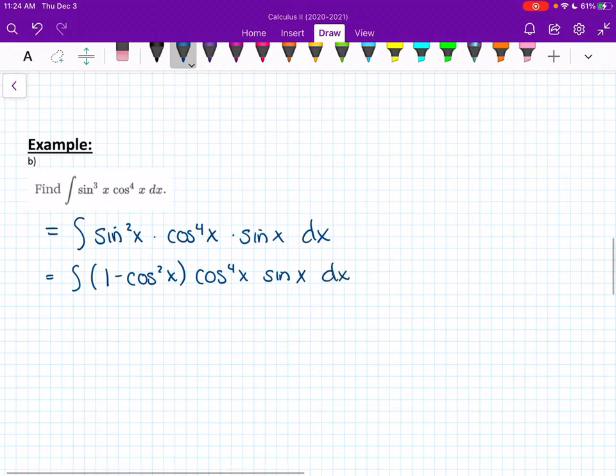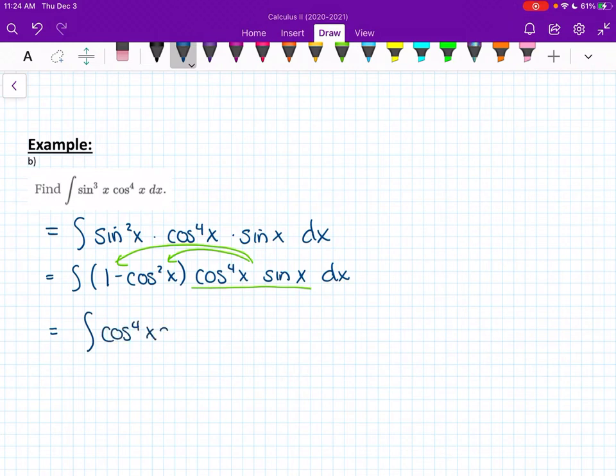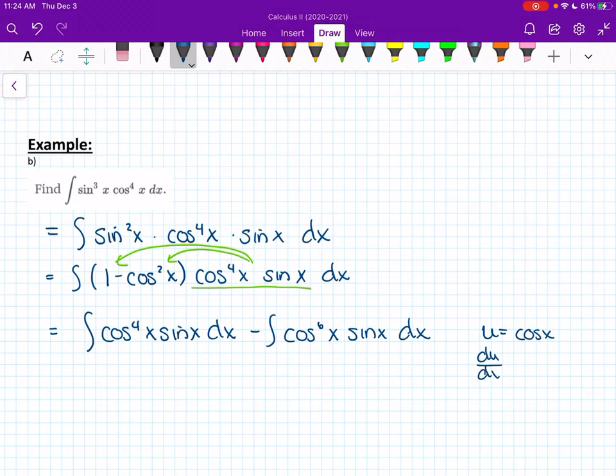Then the next thing I'm going to do is distribute all of this cosine to the fourth sine x to both the 1 and the cosine squared. So then I am going to get the integral of cosine to the fourth x sine x minus the integral of cosine to the sixth x sine x. And so I'm going to let u equal cosine x in both of those. The derivative of that is negative sine of x dx.